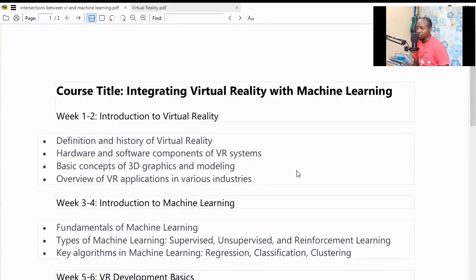And therefore we are also going to look at what machine learning is. We're going to look at the fundamentals of machine learning. We're going to look at different types of machine learning. We are going to look at the key algorithms that are being used in machine learning.